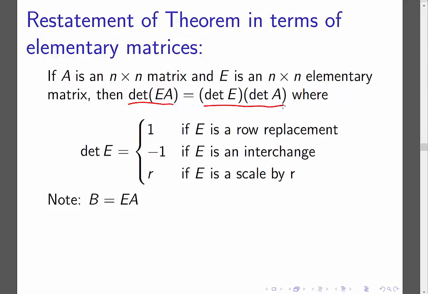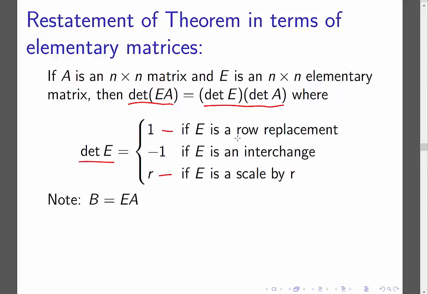This is not that proof because here I'm making a specific case of A can be any n by n matrix, but E is only allowed to be an elementary matrix. We will use this proof in order to prove that proof, and that's coming up a little bit later. So I've said that the determinant of E times A is equal to the determinant of E times the determinant of A, where the determinant of E is either 1, -1, or R, depending upon what the row operation was.